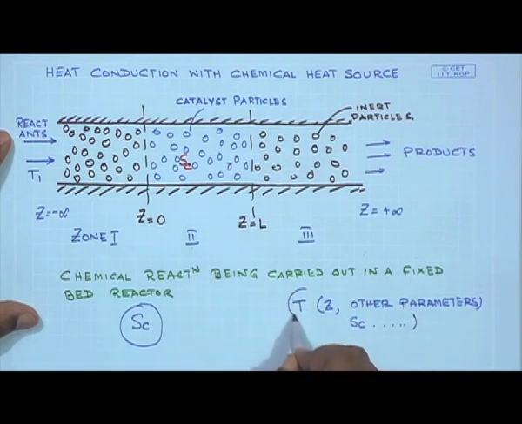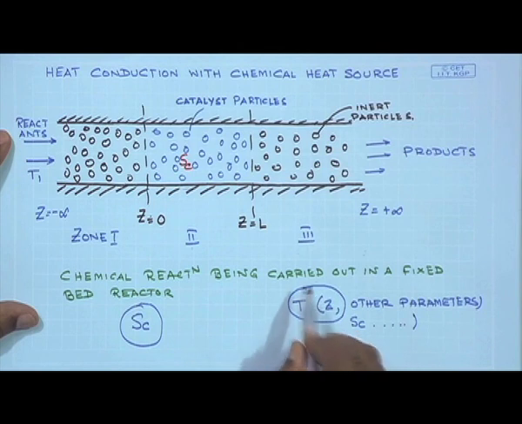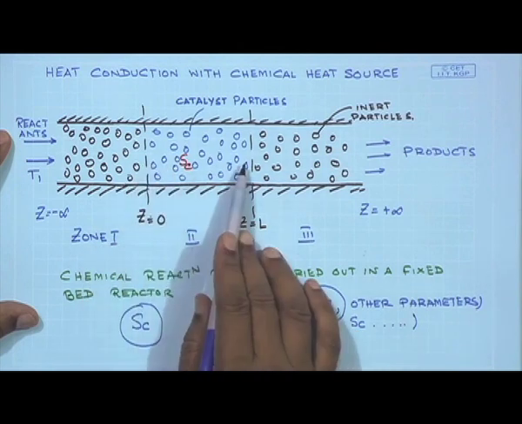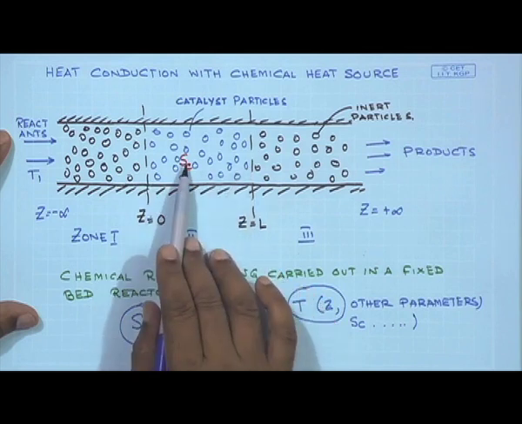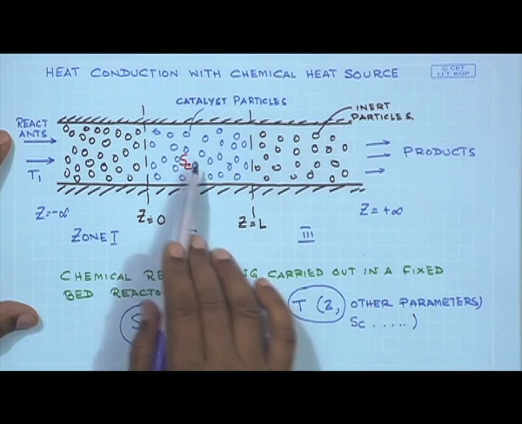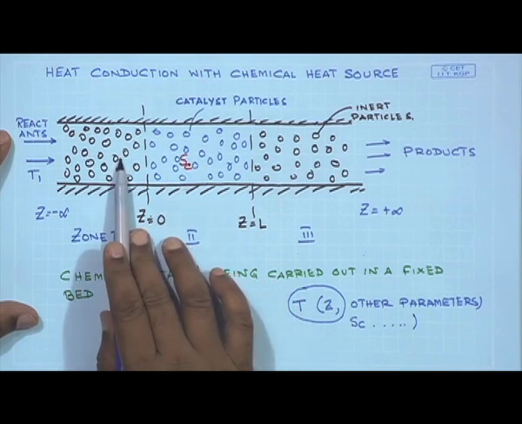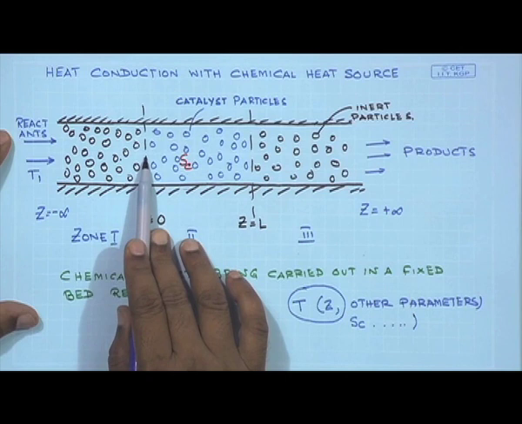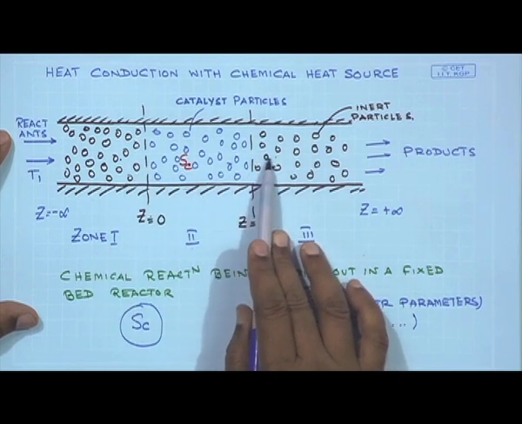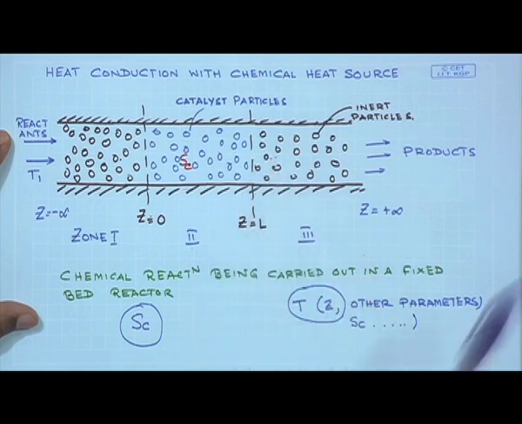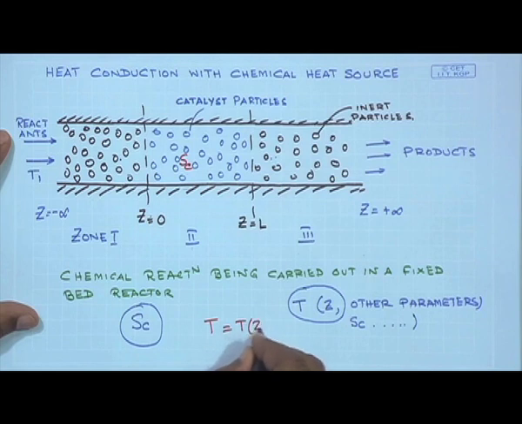But principally we would like to find out how temperature varies in the reactor, and whether having an exothermic reaction in this part would affect the temperature profile of the reactants entering the reaction zone or the temperature profile of the products leaving the reaction zone. So, our basic aim in this is to obtain T as a function of the actual position in here.